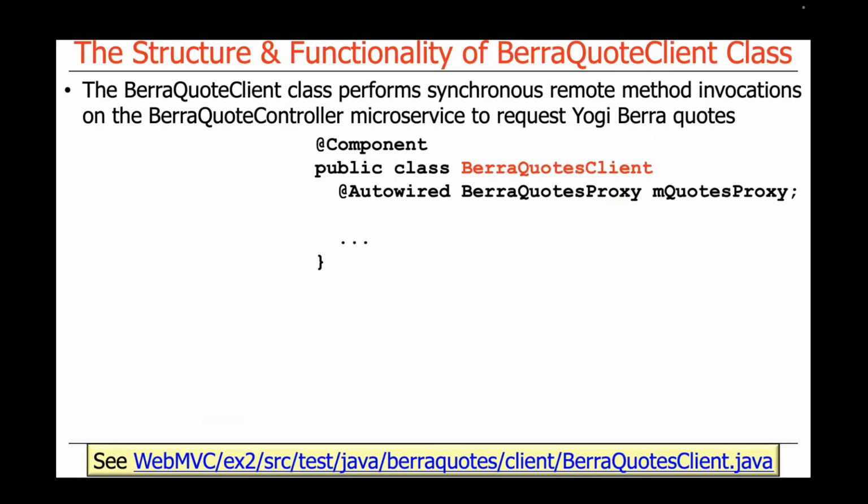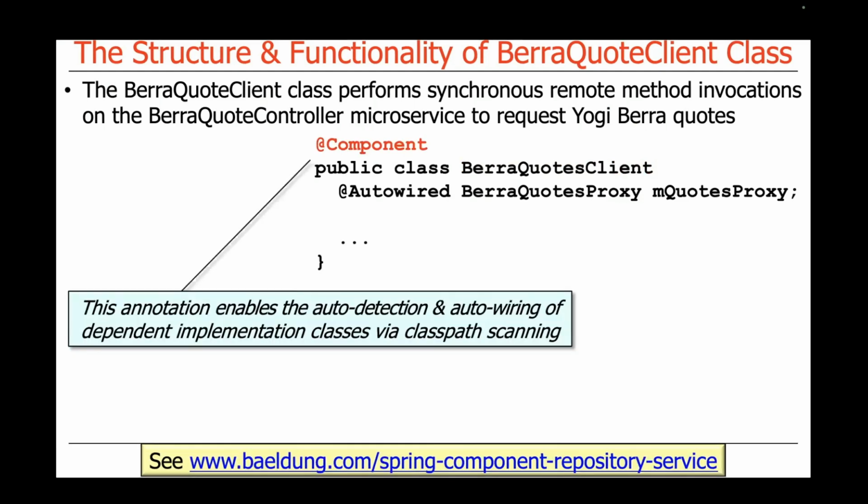So to make life a little easier for our test program, we define a class that we call the BerraQuoteClient class. And it performs synchronous remote method invocations on the BerraQuote controller microservice to make requests for Yogi Berra quotes. And you can see here, it's just a good old Java class, but we annotate it, tell Spring it's a component, and that will inform it to do auto detection and auto wiring of various dependencies.